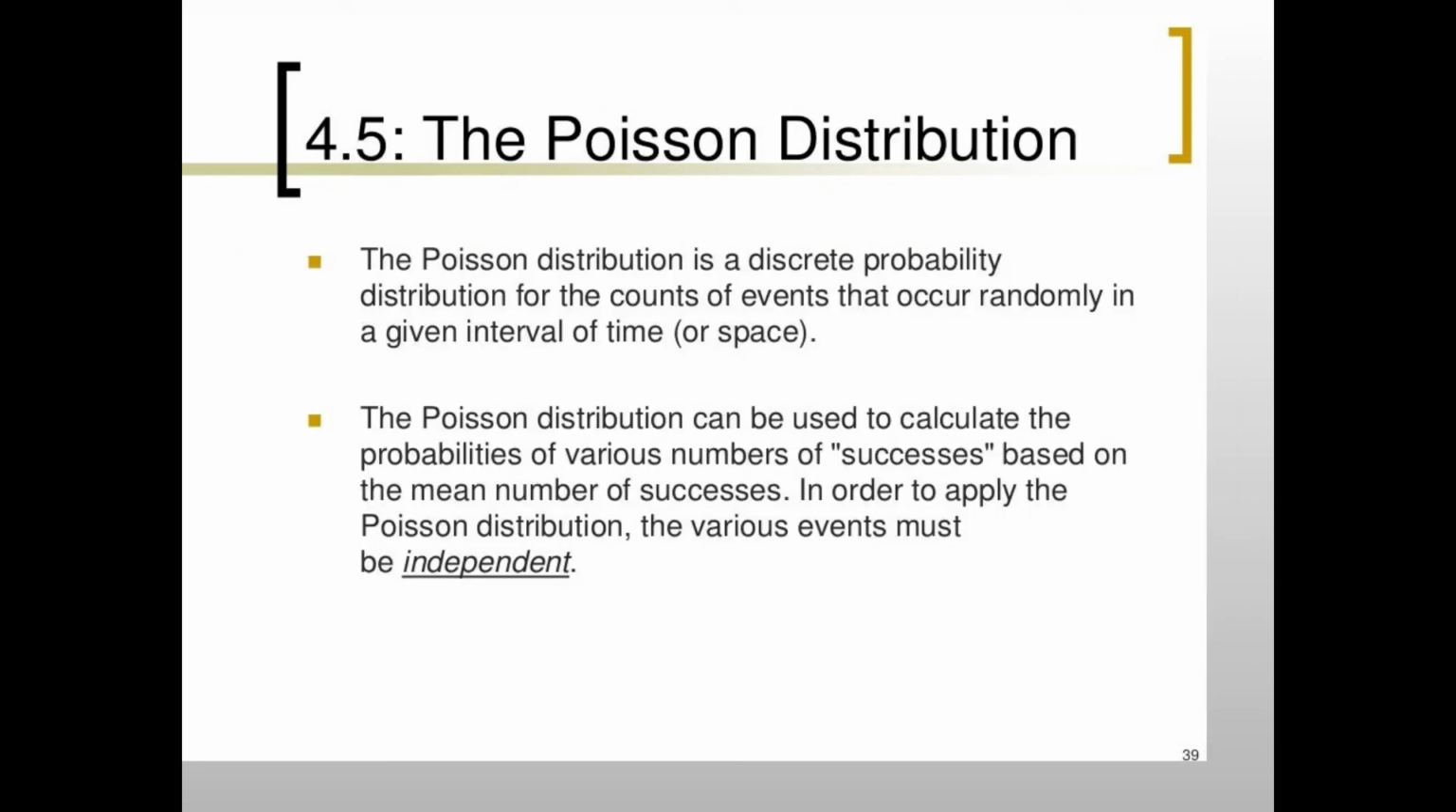Let's talk about the Poisson distribution. The Poisson distribution is a discrete probability distribution for the counts of events that occur randomly in a given interval of time. The Poisson distribution can be used to calculate the probabilities of various numbers of successes based on the mean number of successes. In order to apply the Poisson distribution, the various events must be independent.